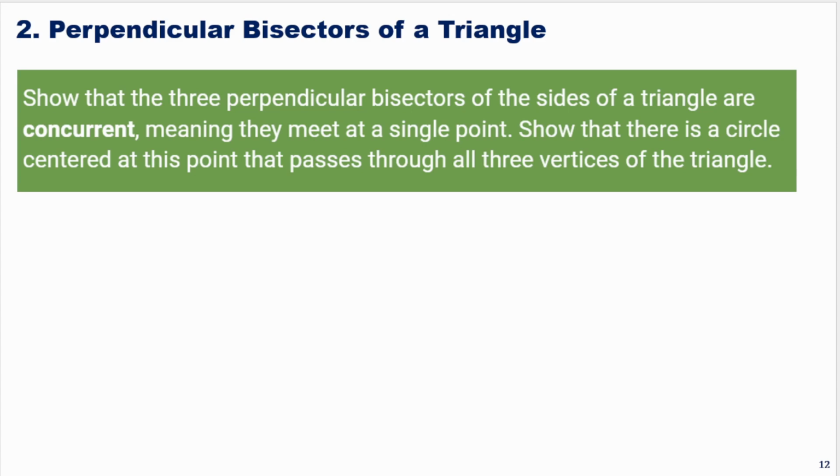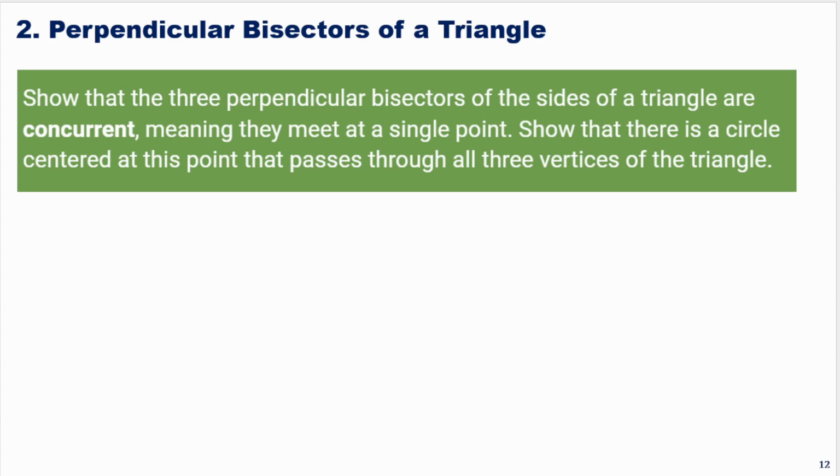Perpendicular bisectors of a triangle. And first, let's have a look at its properties. Can you show that the three perpendicular bisectors of the sides of a triangle are concurrent, meaning they meet at a single point? Show that there is a circle centered at this point that passes through all three vertices of the triangle.